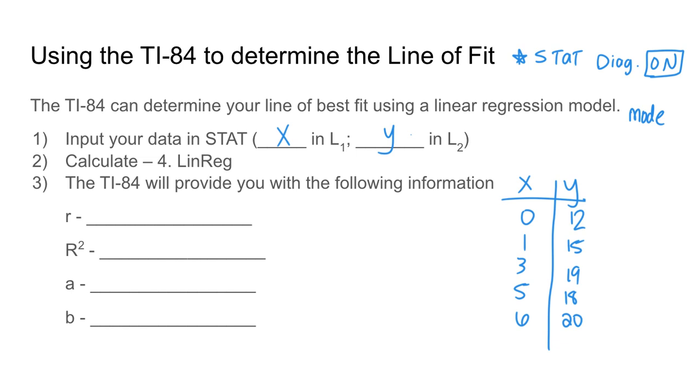So once you make sure Stat Diagnostics is on, go to your calculate menu, and you're going to go to the fourth option this time. It says LinReg(ax+b). You're going to press enter, go down to the word calculate, press enter again. And it's going to give you 4 pieces of information. It gives you an a, a b, an r squared, and an r. The things that are important to us are going to be the r, the a, and the b.